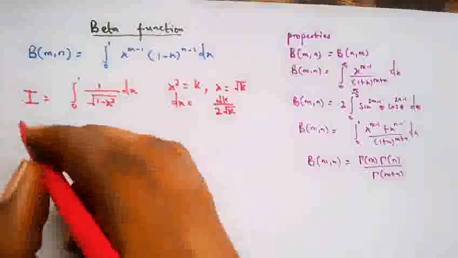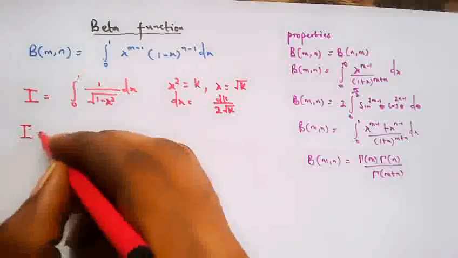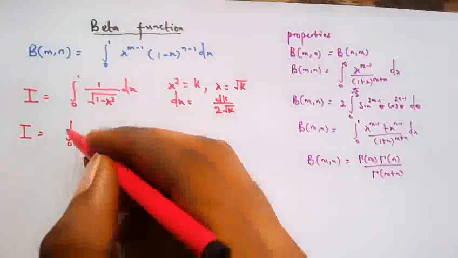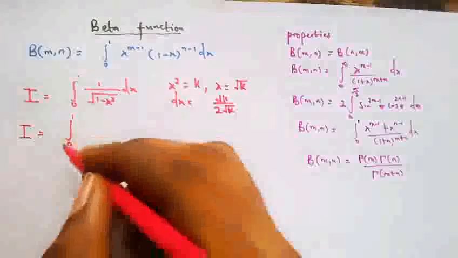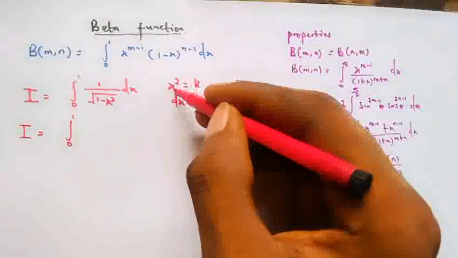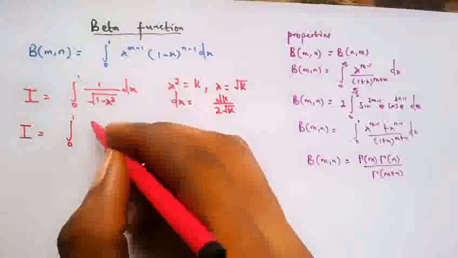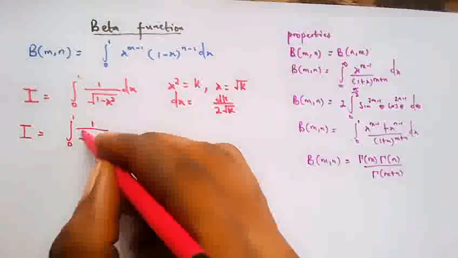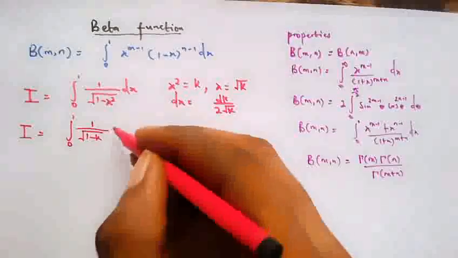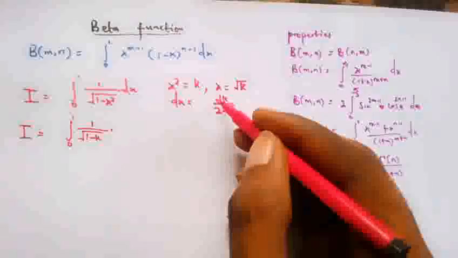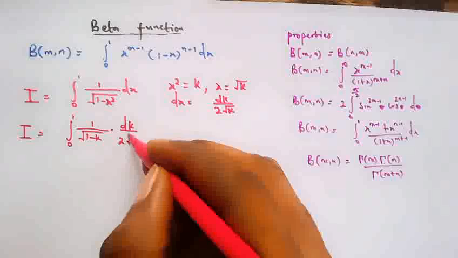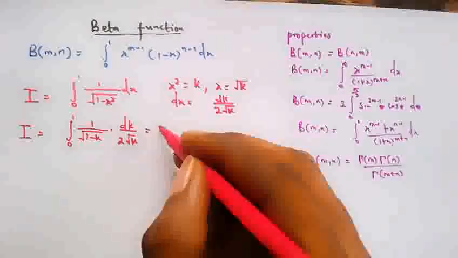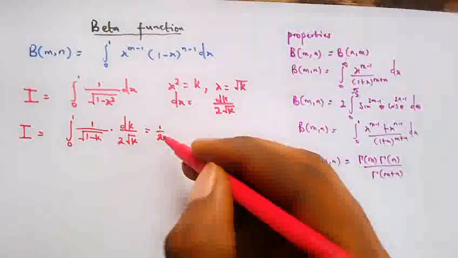So we have I equal to the integral, and the limits remain the same, because x squared as x approaches 0 is 0, and x squared as x approaches 1 is 1. Now 1 all over the square root of 1 minus k times our dx, which is dk all over 2 square root of k.